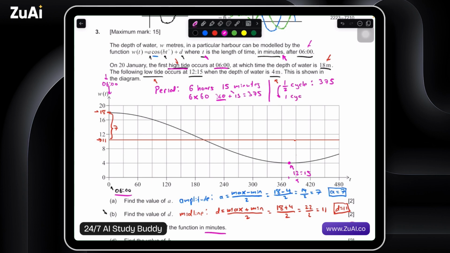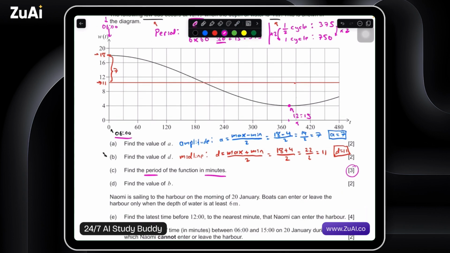How much is a full cycle? We'll just multiply by 2. 375 times 2 will give us 750 minutes. So once again, from 6 in the morning to 12:15, we go 6 hours and 15 minutes. 6 hours, there's 60 minutes in every single hour, 6 times 6, 36, plus this 15 minutes. 375 minutes to go a half cycle, therefore a full cycle is 750. So the period is equal to 750 minutes.